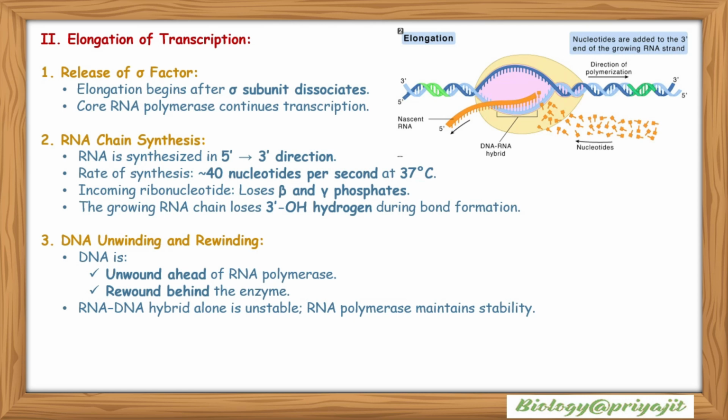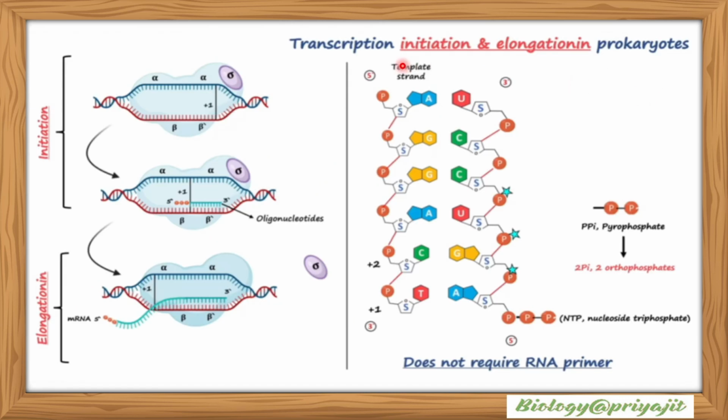So, DNA unwinding and rewinding. DNA is unwound ahead of RNA polymerase and rewound behind the enzyme. The RNA-DNA hybrid alone is unstable, and RNA polymerase maintains its stability. So this is the image showing the elongation process of transcription, transcription initiation and elongation in prokaryotes.